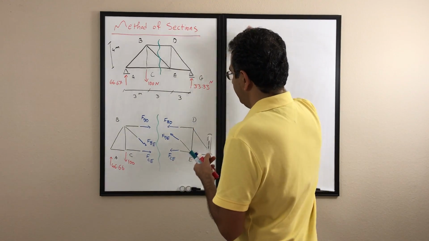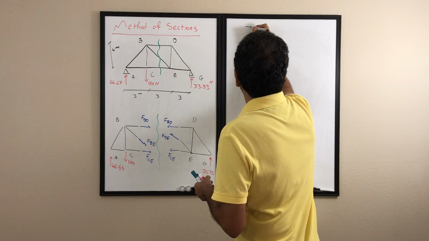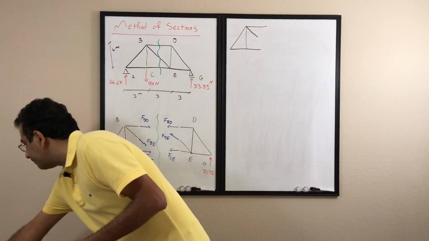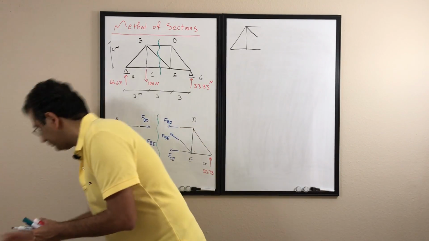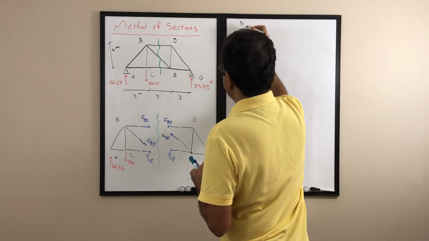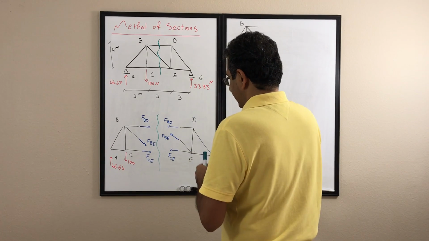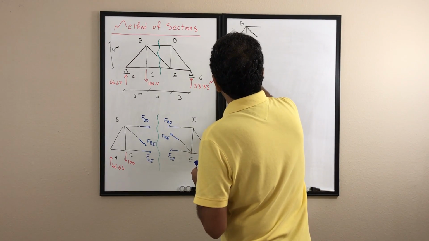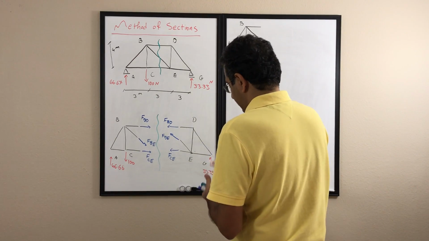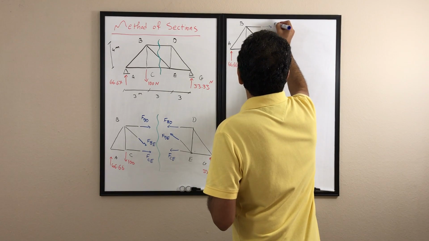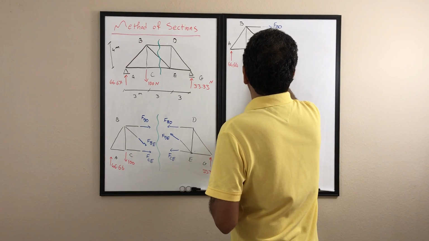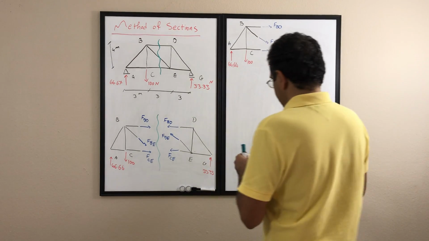So I would draw this side again up here. So this is what I'm going to have. This is joint A, this is joint B, this is joint C, and then I have 66.66 here, I have 100 here, and I have FBD here, FBE here, and FCE at this point.